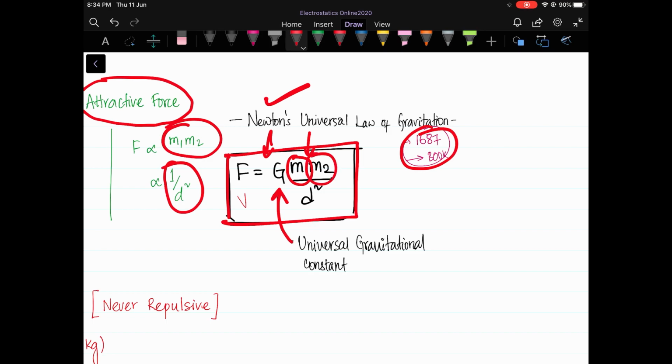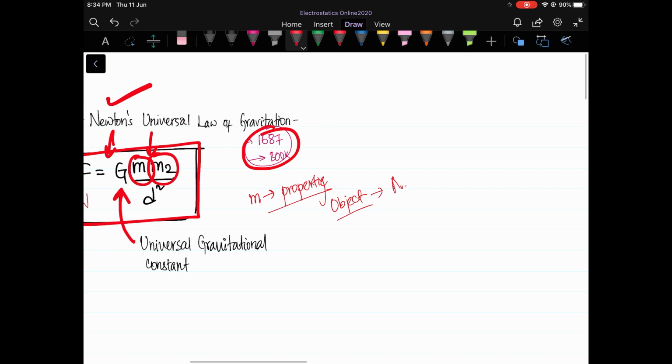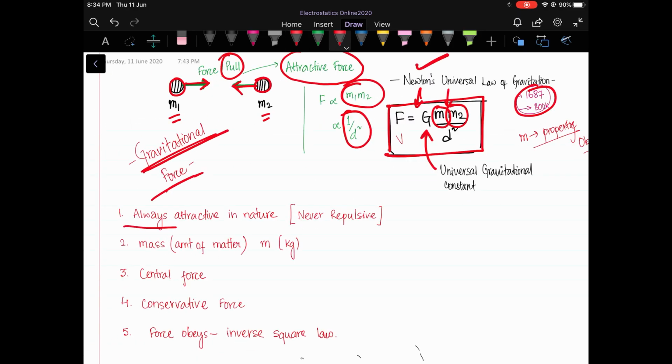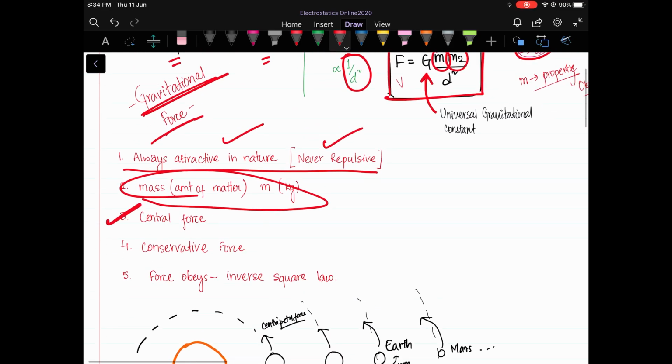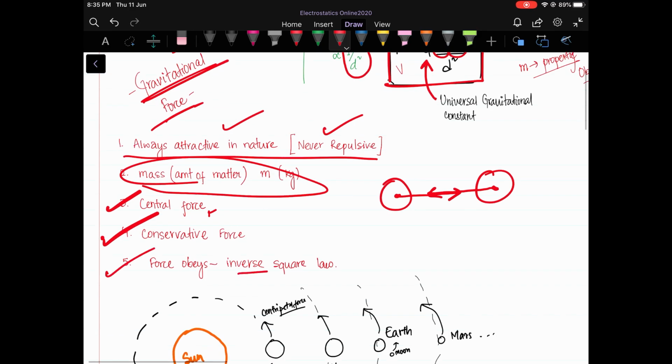If you remember, mass is a property that every object has, and it tells us about the amount of matter. Now, the nature of the gravitational force is always attractive, we have seen, never repulsive. The blame goes to mass. We have learned this gravitational force is a central force. That means one object will be pulled towards the center of the other object, and the other object will be pulled towards the center of the first object. It is also well known that gravitational force is a conservative force, and it obeys the inverse square law.